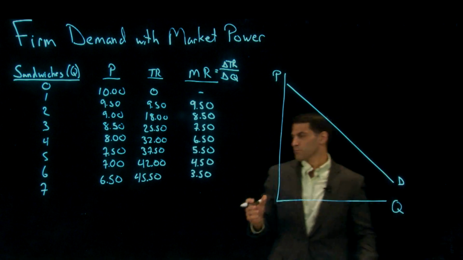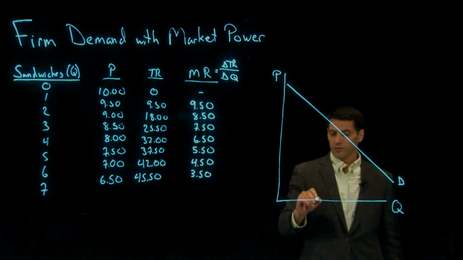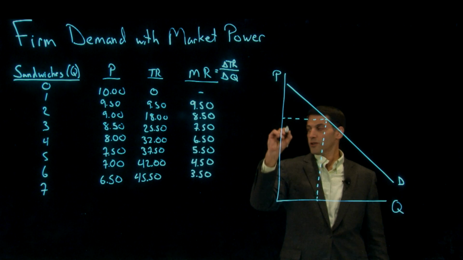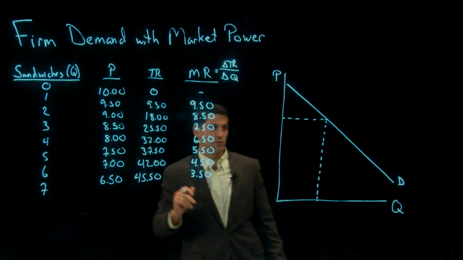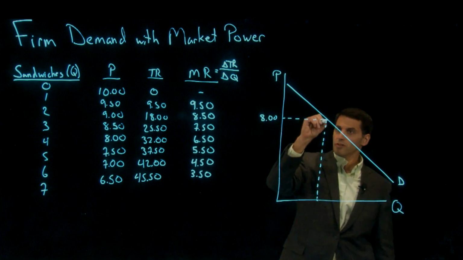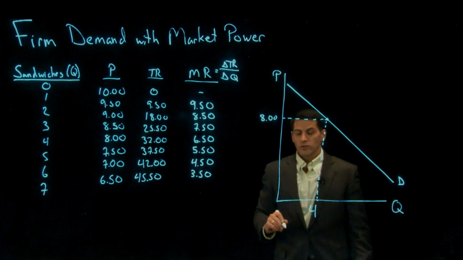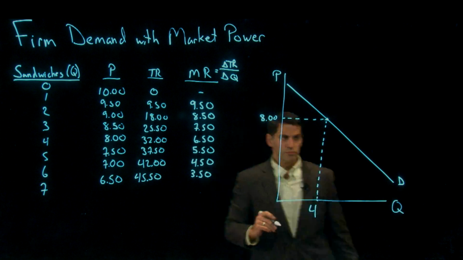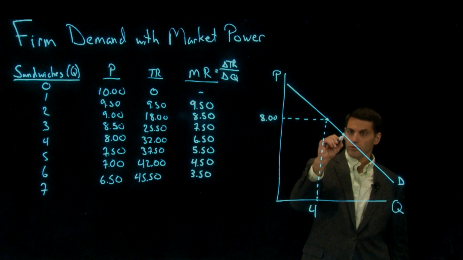Let's just pick a starting point. Let's go ahead and start at 4 sandwiches, which, if they're selling 4 sandwiches at a price of $8. So let's start at this point on the firm's demand curve. In this case, that's where the total revenue is $32. What happens if they want to sell a 5th sandwich?